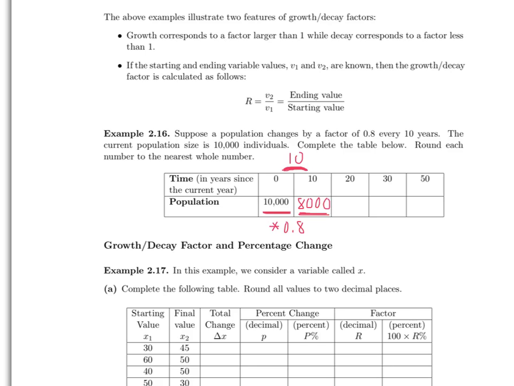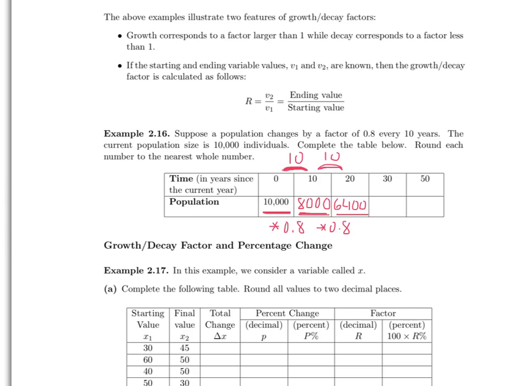Now we want to calculate the size of the population 20 years out. From 10 to 20, we have another 10-year period. So again, the population will change by a factor of 0.8 during this period as well. In this case, however, the 8,000 in year 10, that's our starting value. That's V1. We're trying to determine the population size in year 20. That's V2. To do this, we take our V1, our 8,000, and we multiply by 0.8 again. When we do this, we get 6,400. That's our ending value.